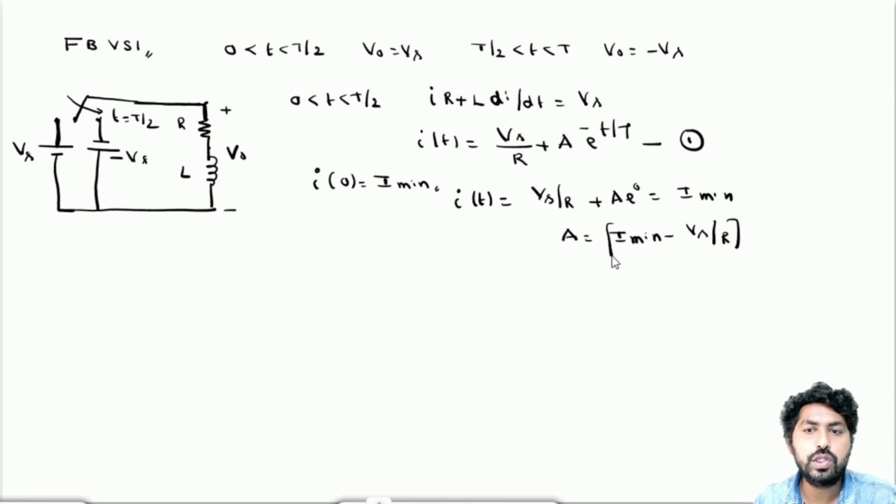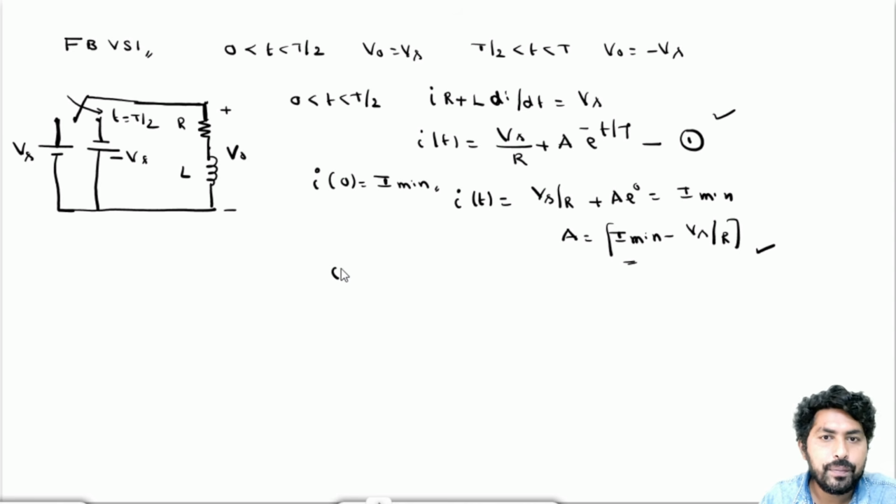So if I substitute in this, I will get the A value, and so I will get the I of t expression. So we are getting A equal to I minimum minus Vs by R. So now for 0 to T by 2 we have seen. Now we'll see T by 2 to T.